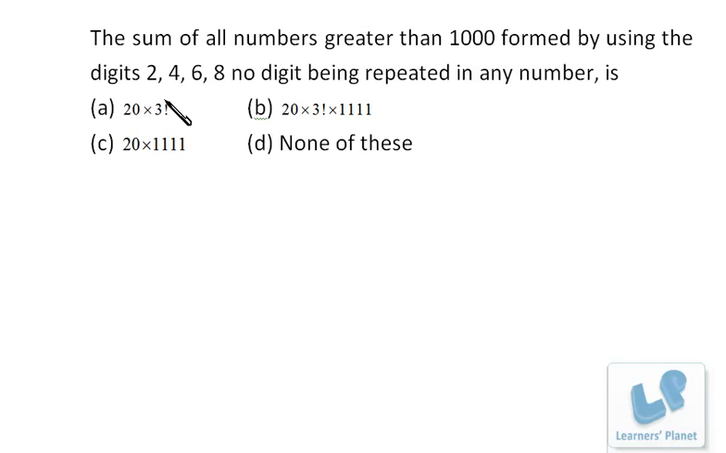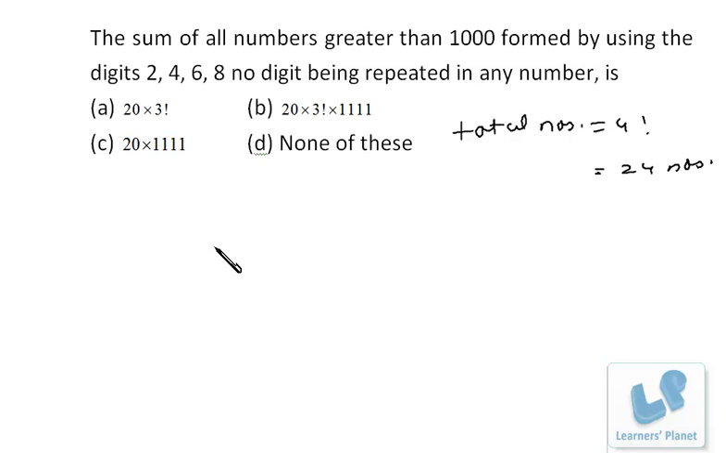Now what's the first step? First of all, let's calculate how many numbers will be formed. Since we have to use each digit once, that means from 4 digits we will be getting 4 factorial numbers, right? So total numbers are 4 factorial, or we can say 24 numbers will be formed, right?